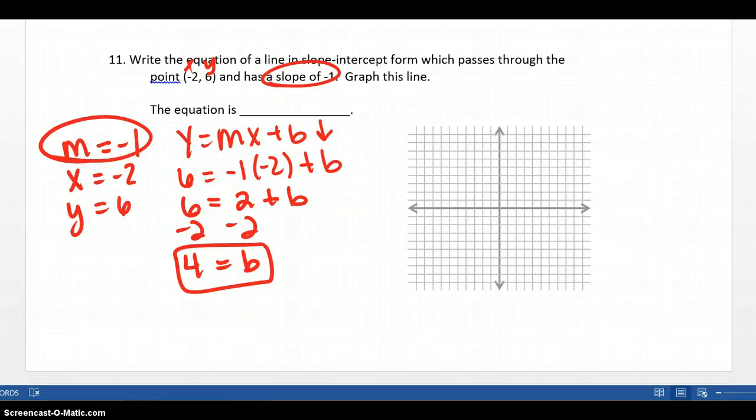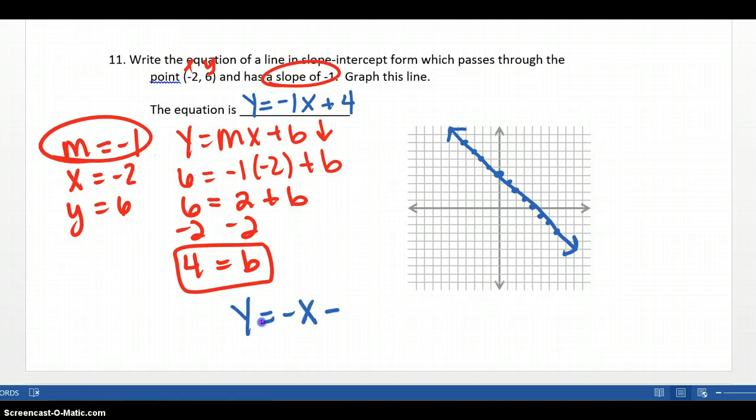Again, we start by graphing our y-intercept, which is our b. We go up 1, 2, 3, 4. Then we're going to go down 1 over 1, down 1 over 1, or we can go up 1, left 1, up 1, left 1. Again, we connect our points. And the equation of our line is y equals negative 1x plus 4. You could also write it as y equals negative x plus 4. Either answer will work.